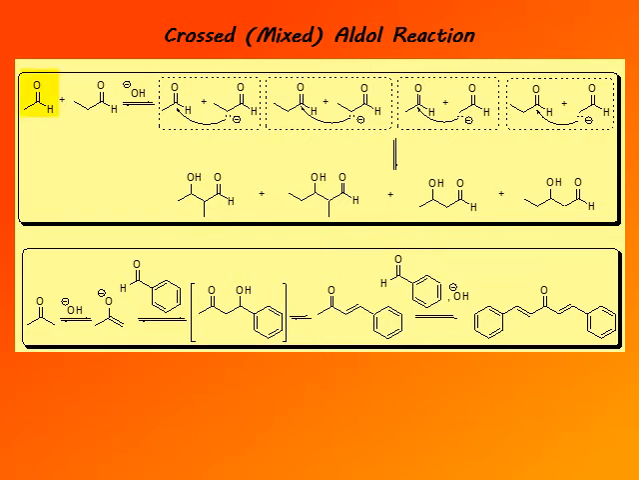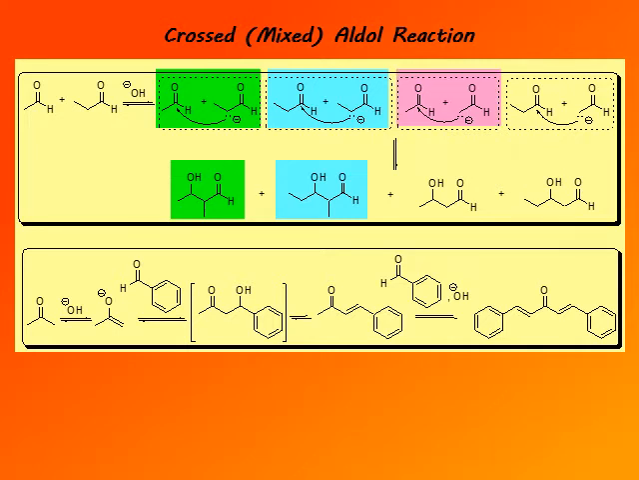So one aldehyde is deprotonated, or the other aldehyde is deprotonated. In this case, we have ethanal and propanal, and so we have all the possible combinations. For example, the anion from propanal reacts with ethanal to give the corresponding aldol reaction product. Or we can have an ion of propanal reacting with another molecule of propanal to give the corresponding product. Or an ion of ethanal reacting with another molecule of ethanal to give the product, or an ion of ethanal reacting with a molecule of propanal to give the corresponding product.